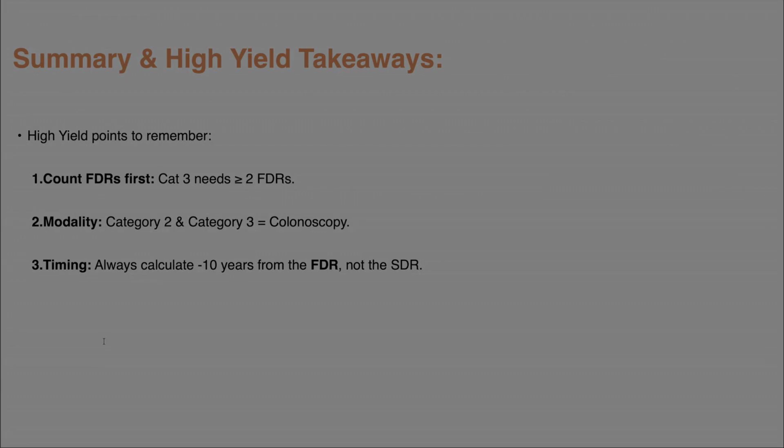Now, here is your cheat sheet to master this question. Count the FDRs, or first degree relatives, first. You need at least 2 FDRs to even consider category 3. The second is that a young second degree relative can trigger the high risk category. And the third is always do your math on the first degree relative, and always calculate minus 10 years from the FDR and not the second degree relative.